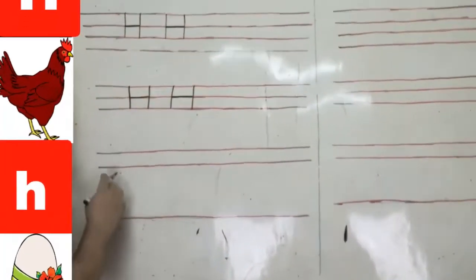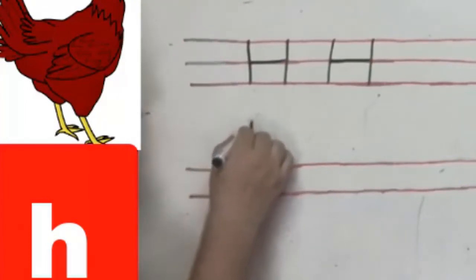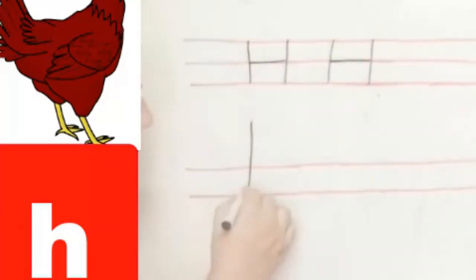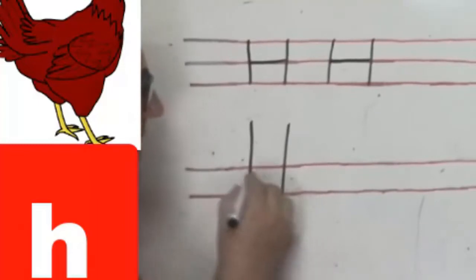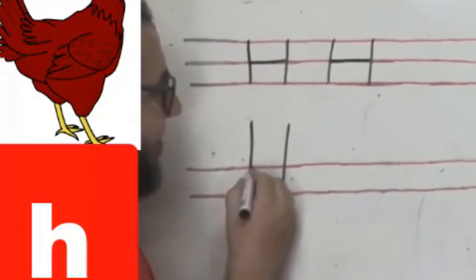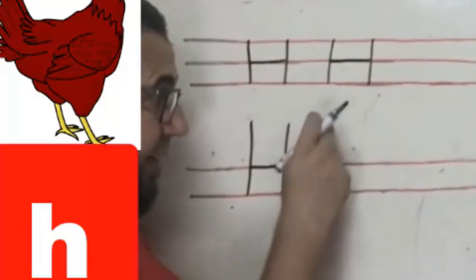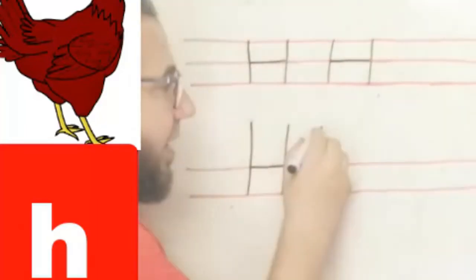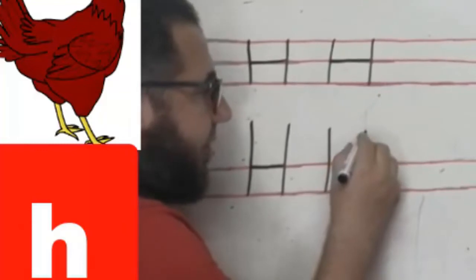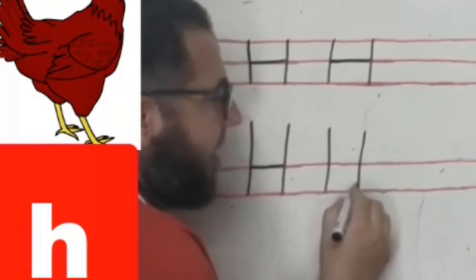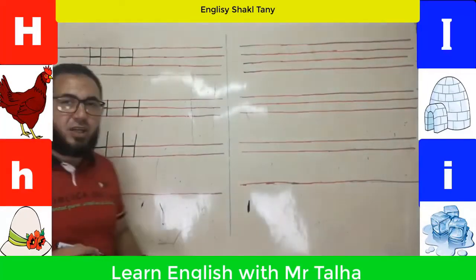Again, on the two lines, I'll start from the top, above the two lines. I'll go down to the second line. Then from the top, I'll go down to the second line. Then go straight with a sleeping line from left to right. Again, from above the two lines, go down to the second line, another one from the top to the second line, then a straight line. It's capital H.